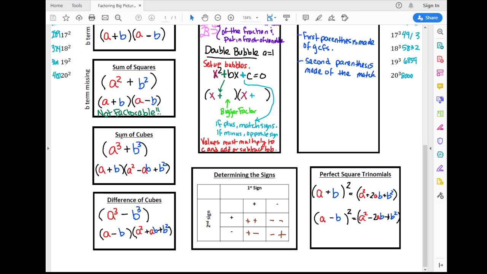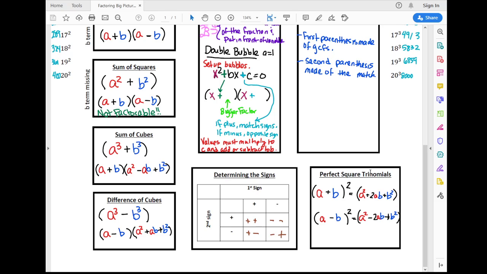The next thing is the sum of cubes. While with factoring we are mostly going to focus on quadratics, sometimes we will run into cubic functions. So it's nice to have the sum of cubes and the difference of cubes formulas because they're so easy to help you to factor.